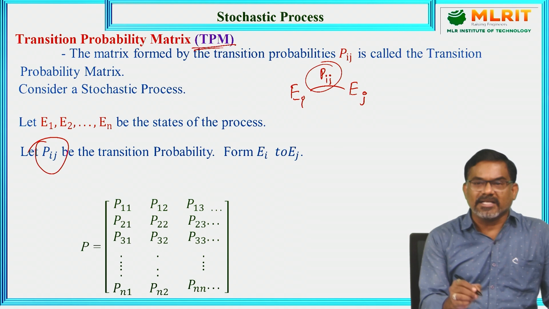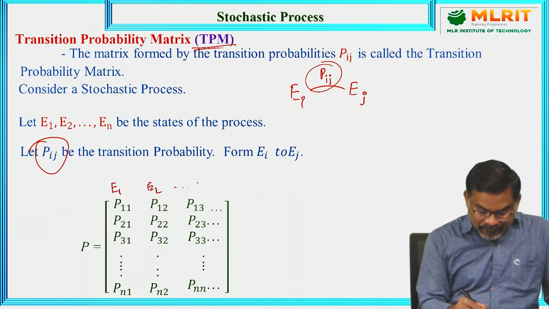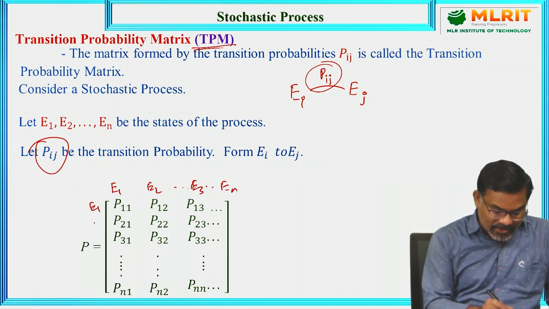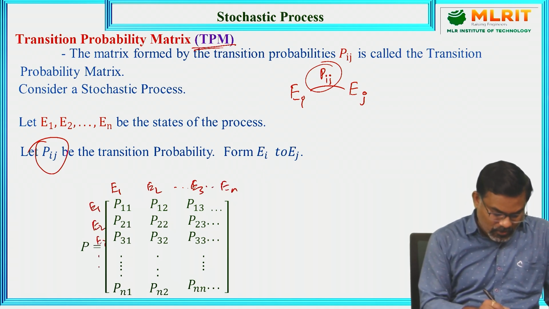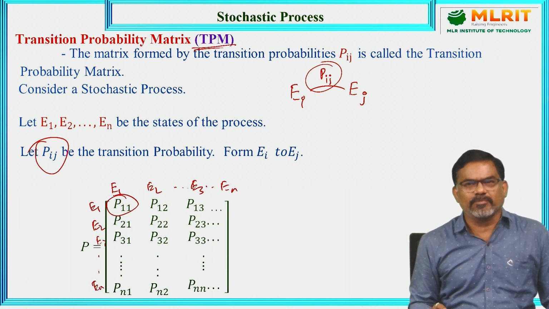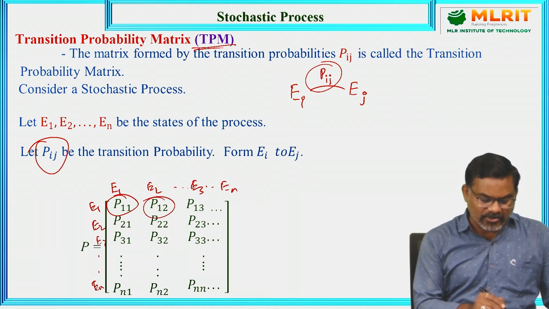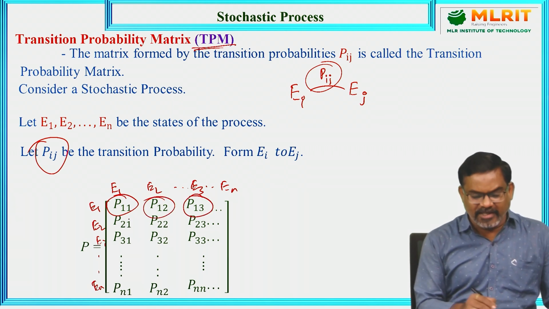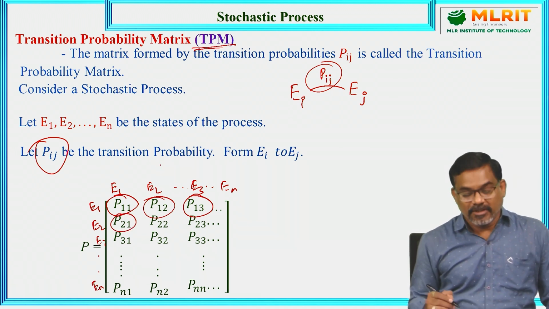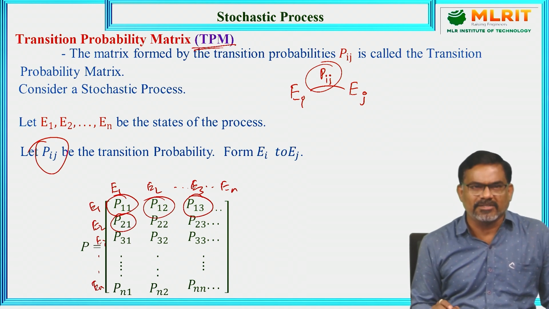Since there are n states, here E1, E2, E3 and so on, En. Similarly here E1, E2, E3 and so on, En. Now P11 is the transition probability from the state E1 to E1. P12, E1 to E2, P13, E1 to E3, P21, E2 to E1 and so on. So simply a matrix formed by the transition probabilities is called a transition probability matrix.